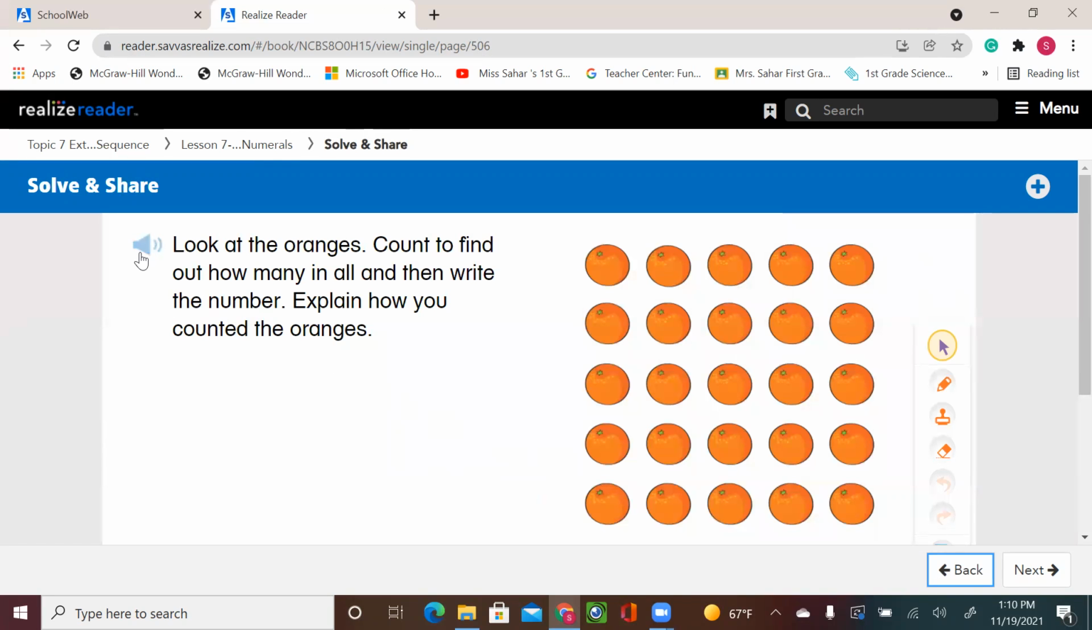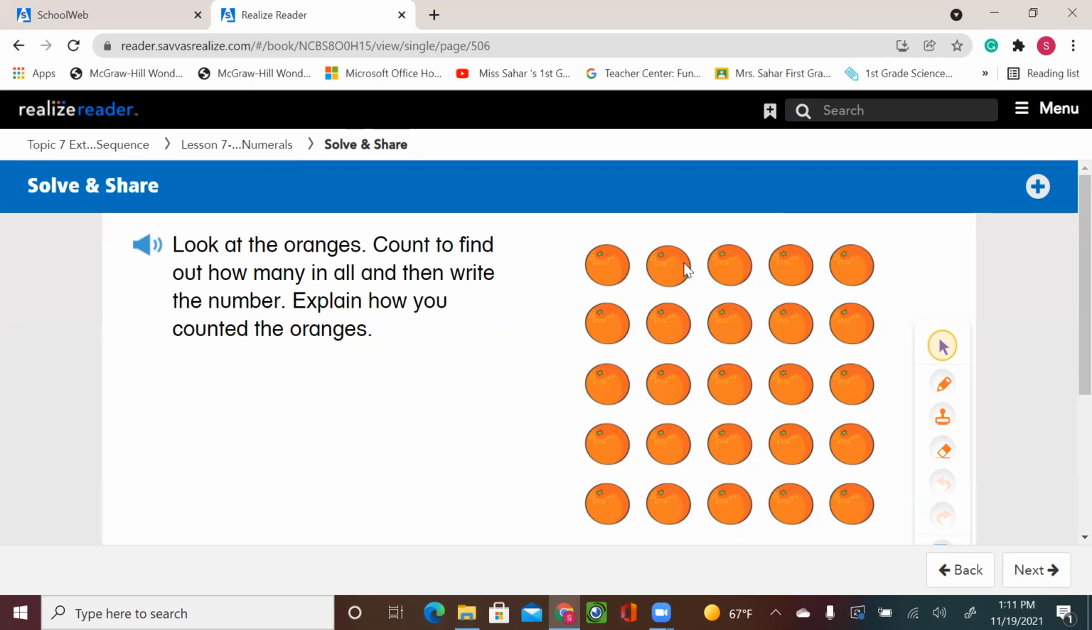All right, let's see what we have. Look at the oranges. Count to find out how many in all, and then write the number. Explain how you counted the oranges. So first I need to know how many oranges are in each row.